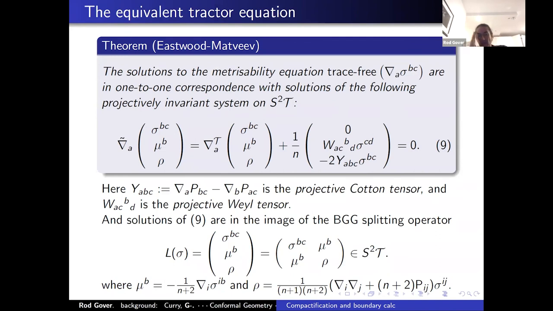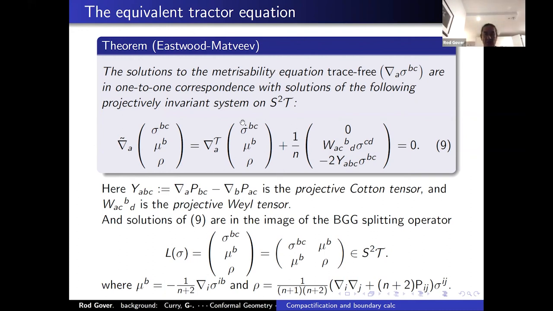Okay, so there's a theorem of Eastwood and Matveev, that you can prolong this equation to get a tractor system, basically. So solutions of this equation are in one-to-one correspondence with solutions of the corresponding projectively invariant system. This is a connection on the thing that the metrizability equation is on, and then this is a vector field with some weight, and this is a density, and this is actually forming a certain tractor, a projective tractor, and that's the usual projective tractor connection, and here are some curvature modifications. This is the projective Weyl tensor and the projective Cotton tensor. Doesn't matter what they are, really. These are some curvature terms. So this is a connection on this tractor-type bundle.